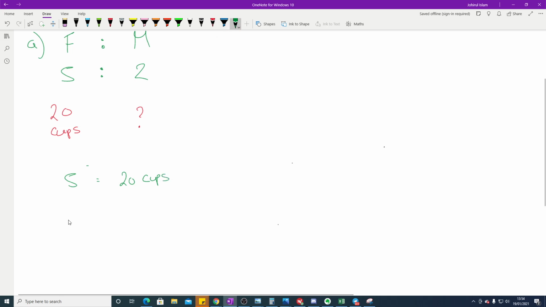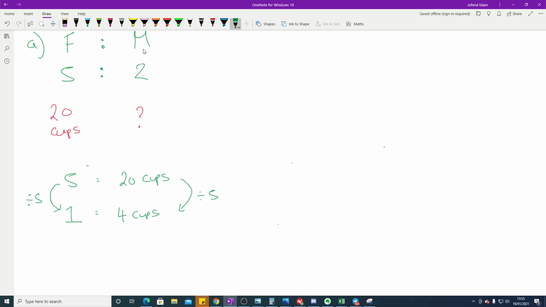Now we can work out what the ratio of 1 will equal. Well, to do this, what do we need to do to 1 to get to 5? So we divide this by 5. And whatever we do to one side, we do the same to the other side. So we divide this 20 cups by 5. So 20 divided by 5 equals 4 cups. So a ratio of 1 will equal 4 cups.